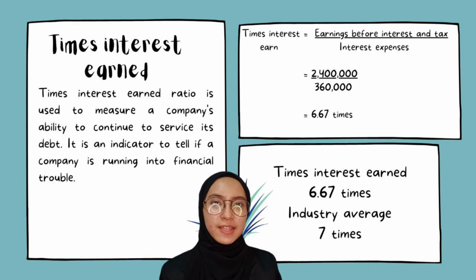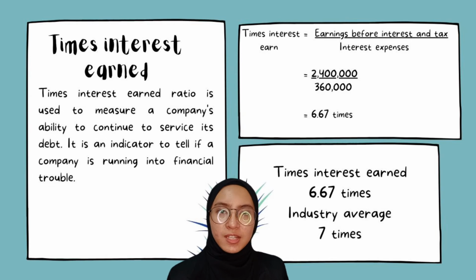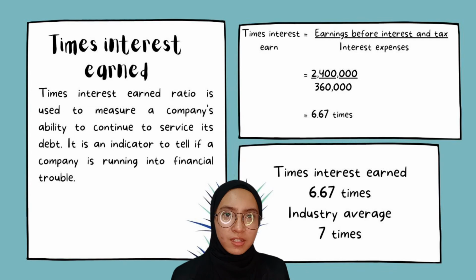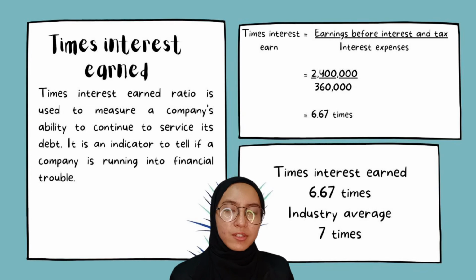The last ratio is times interest earned ratio. It is used to measure a company's ability to continue to service its debt. A high ratio means that a company is able to meet its interest obligations. Here is the calculation of times interest earned ratio. Earnings before interest and tax divided by interest expenses, and the answer is 6.67 times. It means that the times interest earned for Hikmat Bati Berhad is not good compared to the industry average, which has 7 times interest earned. To improve the times interest earned ratio, a company can pay down debt and increase earnings.